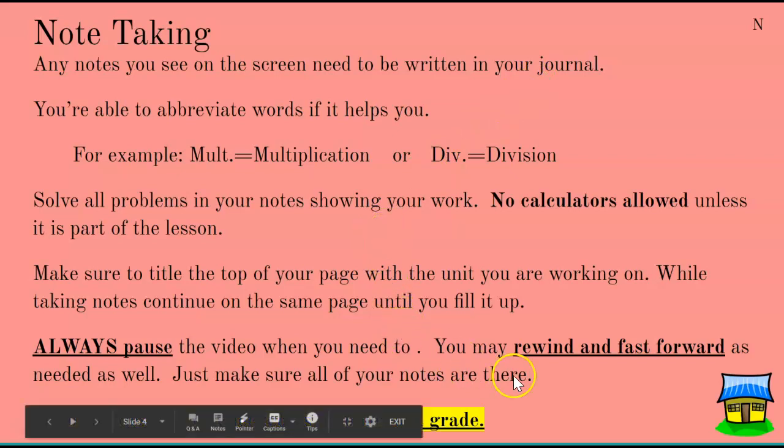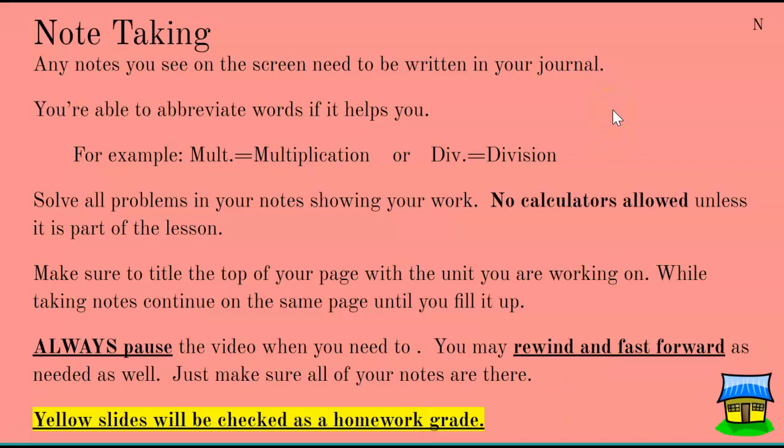And lastly, remember when you have a yellow slide, that yellow slide means it is a homework assignment and that is due that next day when you are in class.